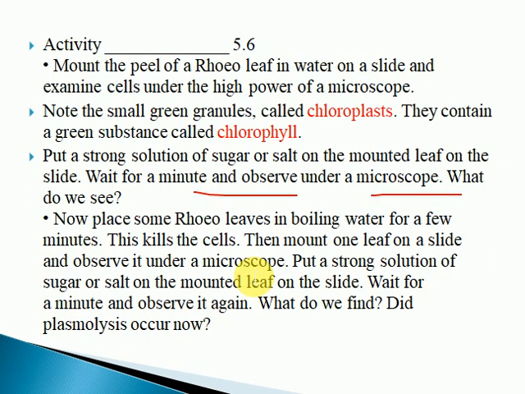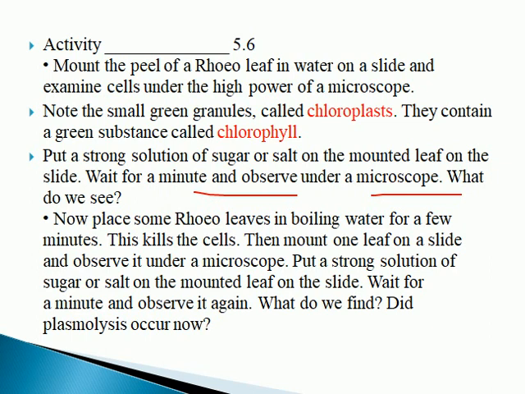Put a strong solution of sugar or salt. Wait for a minute and observe it again. What do you find? Did plasmolysis occur now? See, if you boil the leaf in water, then what will happen? It will kill it. It is going to break down the cell wall. Okay, and the proper process of plasmolysis will not be visible because the cell wall has already broken down by the process of boiling.